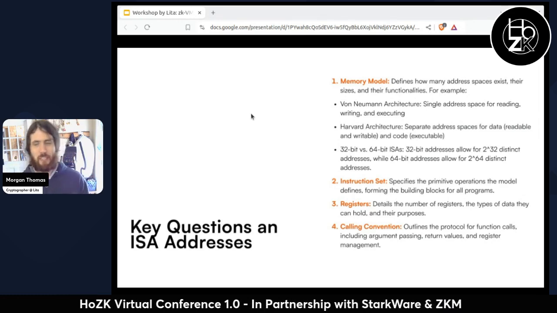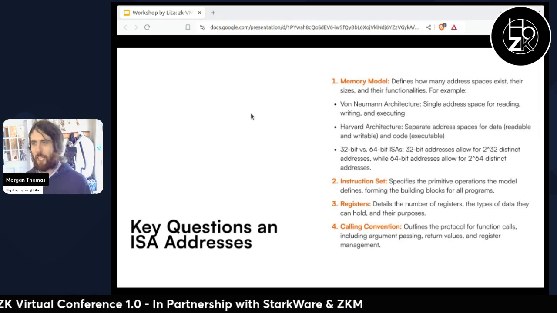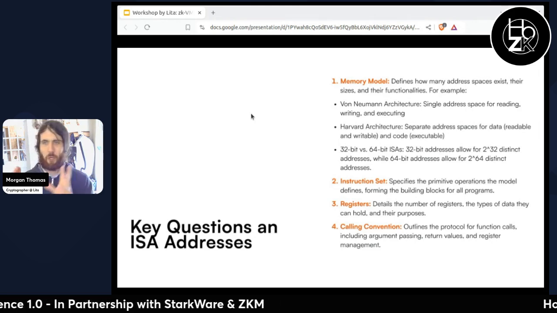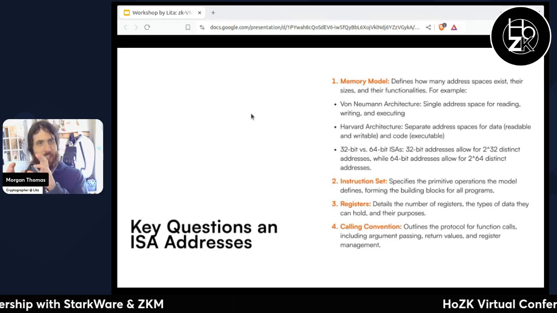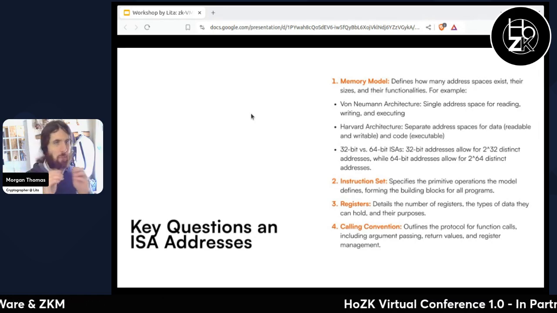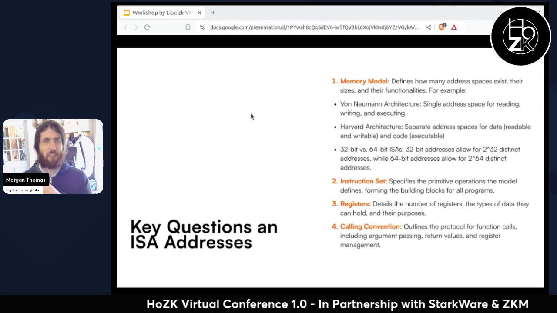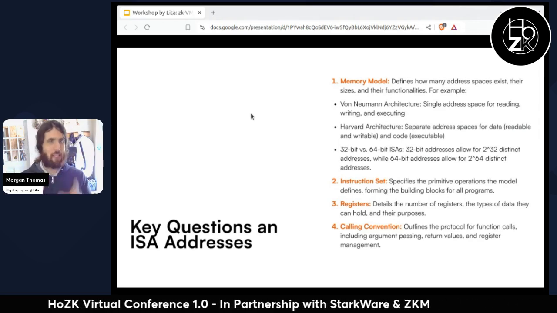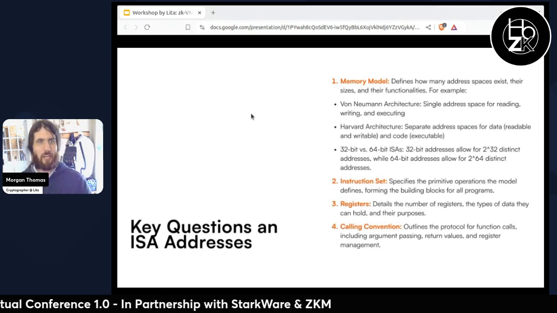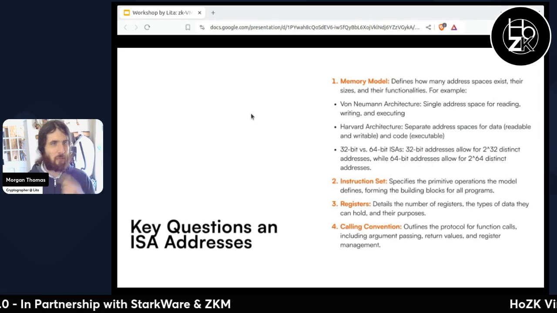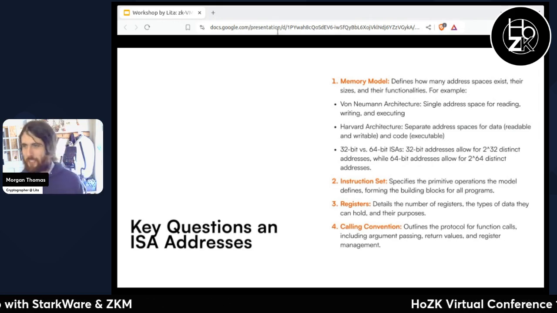Not all computers have always worked that way. The first computers, as far as I understand, were a Harvard architecture, where you have a separate address space for the program and the data. So the data address space is readable and writable, but not executable. You can't jump to it. And the program address space is not readable or writable, but you can jump to it.